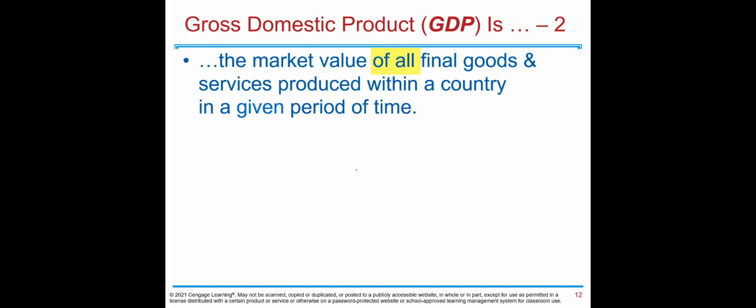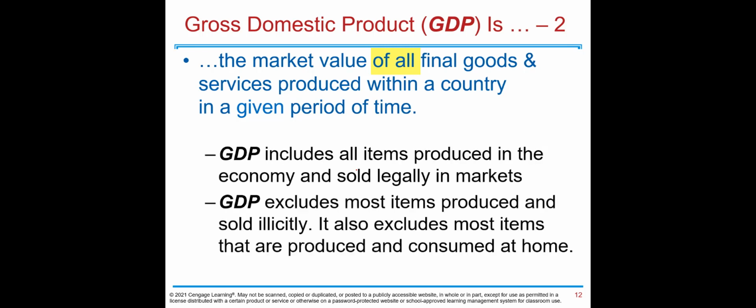The next highlighted word is all. The market value of all final goods and services produced within a country in a given period of time. GDP includes all items produced in the economy and sold legally in markets. GDP excludes most items produced and sold illicitly. It also excludes most items that are produced and consumed at home.